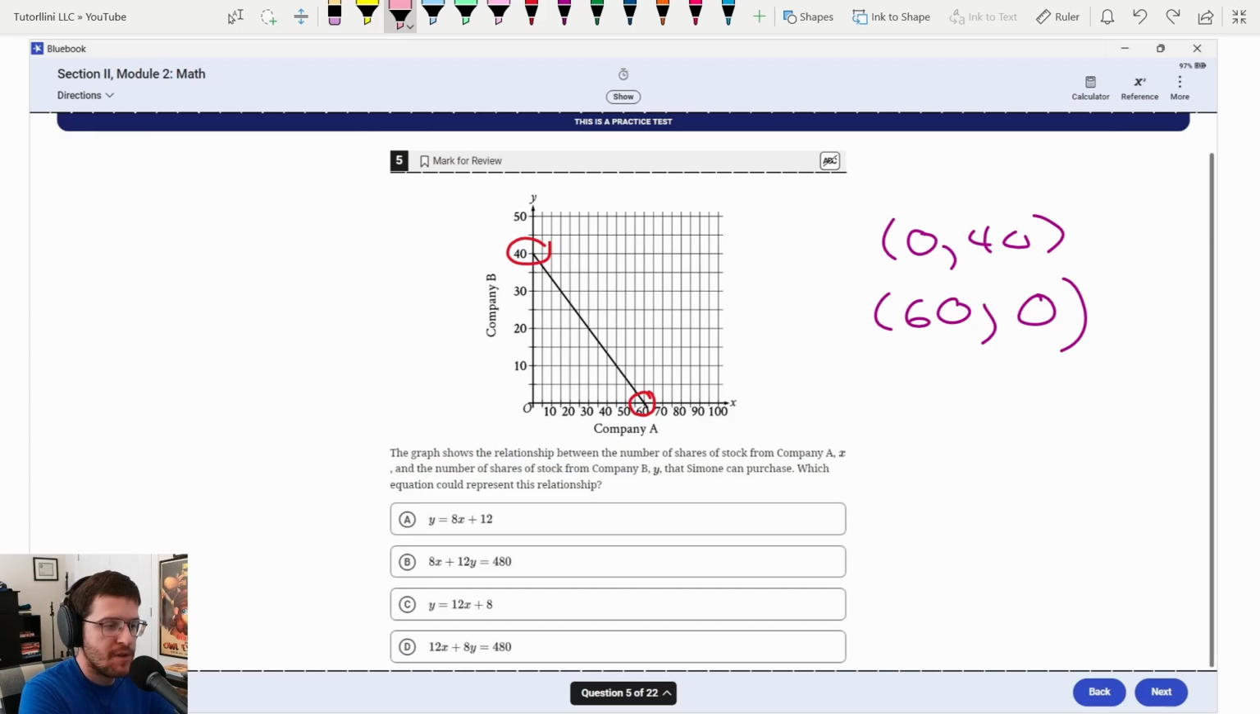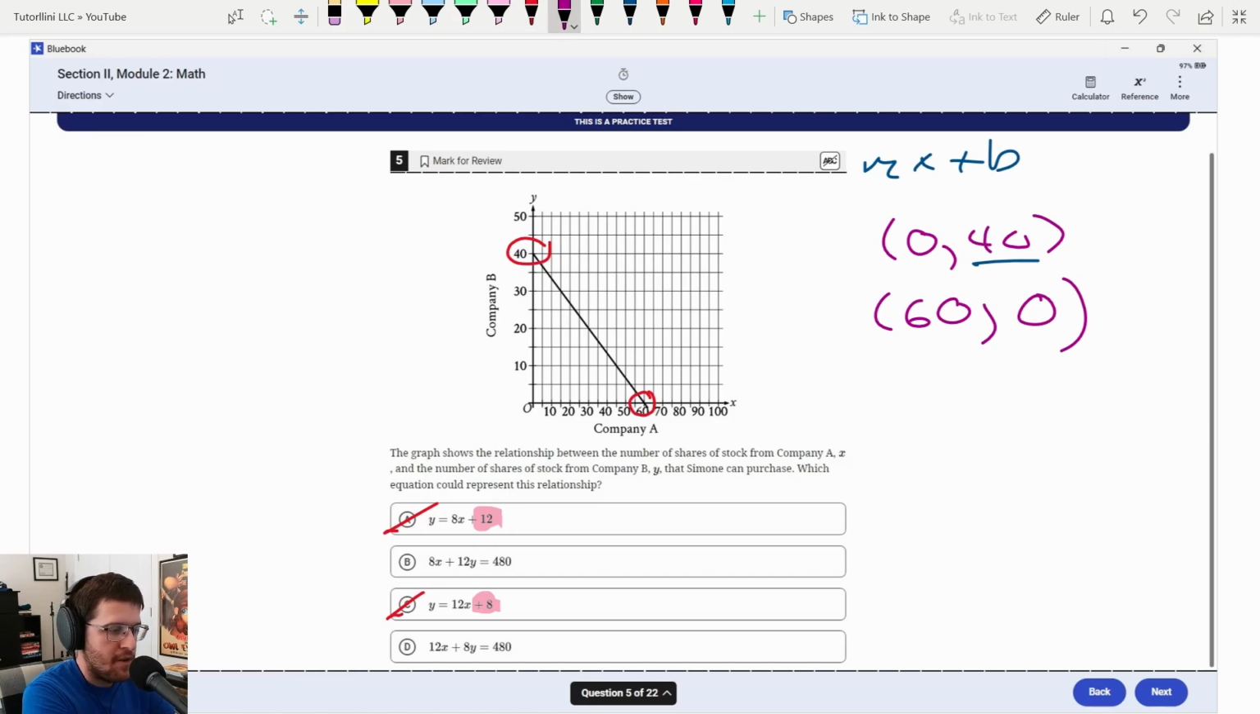So the y-intercept is 40. So when it's in mx plus b form, the b should be 40. And I'm noticing that this has a y-intercept of 12 and this has a y-intercept of 8. So both of those are wrong. Now I can use these intercepts to quickly guess and check between B and D.